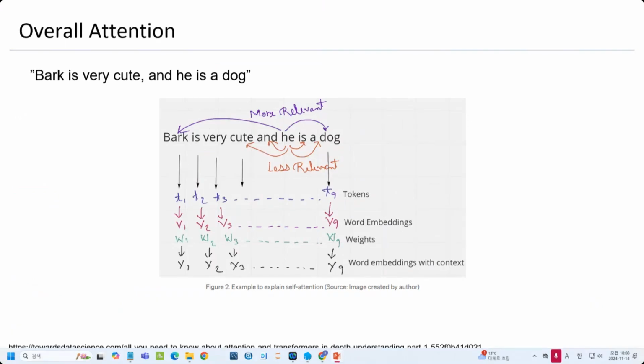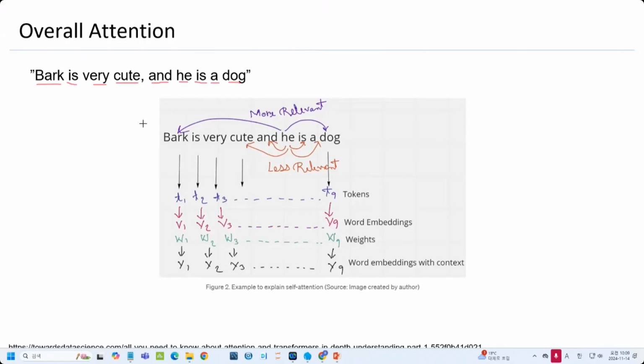For the attention, we already learned the simple calculation. Now let's look at this example. There is a sentence: Bob is very cute and he is a dog. By looking at this sentence, there are some words which are relevant.